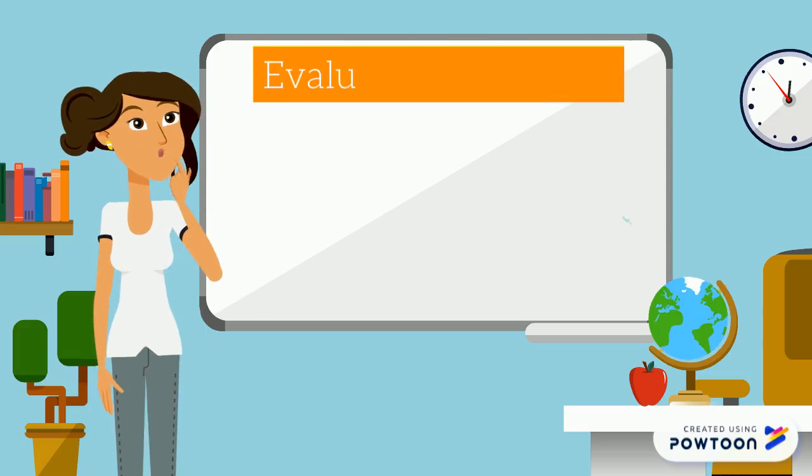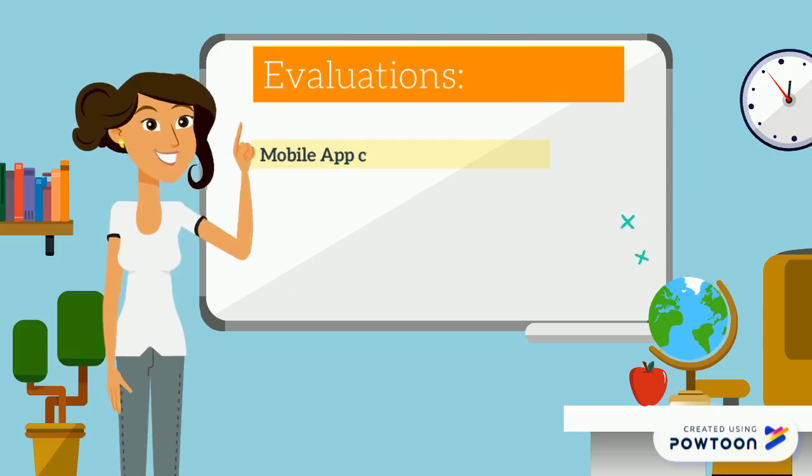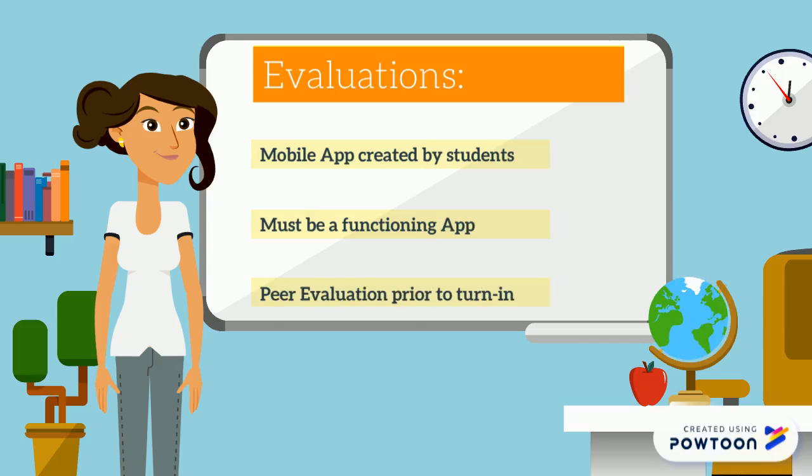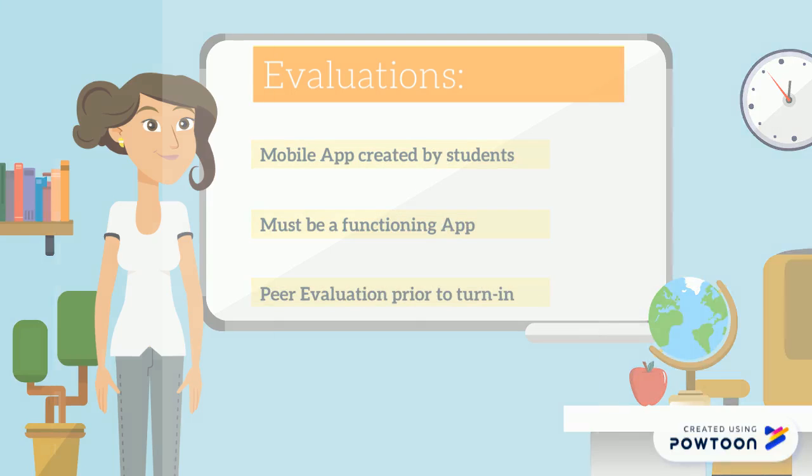The final evaluation will be a short app created by the students that their peers can use to study for a given class. Students may choose the class and the material. It can be something from a prior lesson or preparation for an upcoming assessment. Their peers will evaluate the functionality of the app created prior to it being turned in.